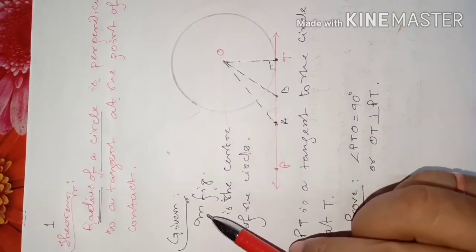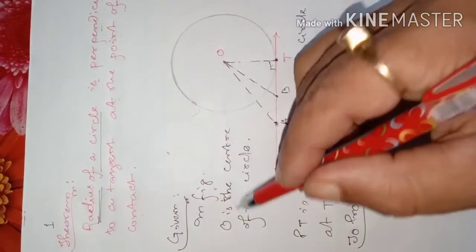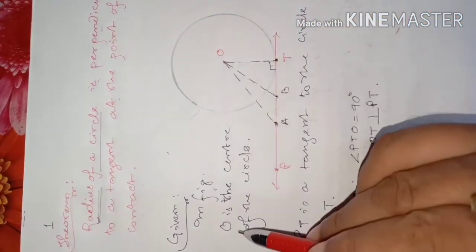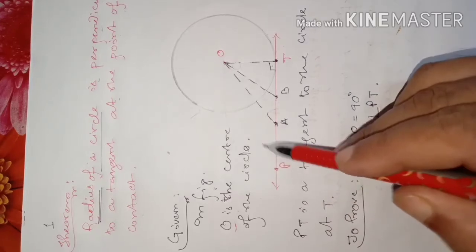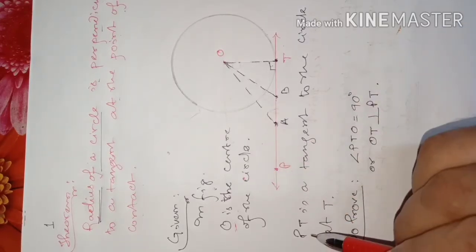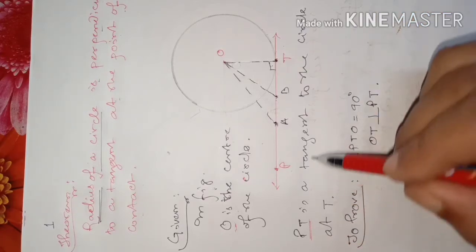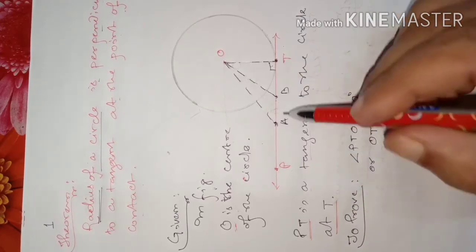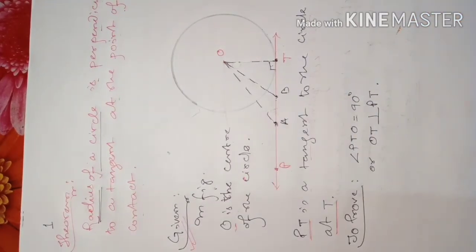What I have mentioned here in the figure, always you mention the center of the circle at first. O is the center of the circle. First you mark the center and introduce the center. What is the name of the center? You have to say here, O is the center of the circle. Then you have to say another point, that is PT. PT is a tangent to the circle where? At the point T. These two things are given things. So you have to write under the given step.